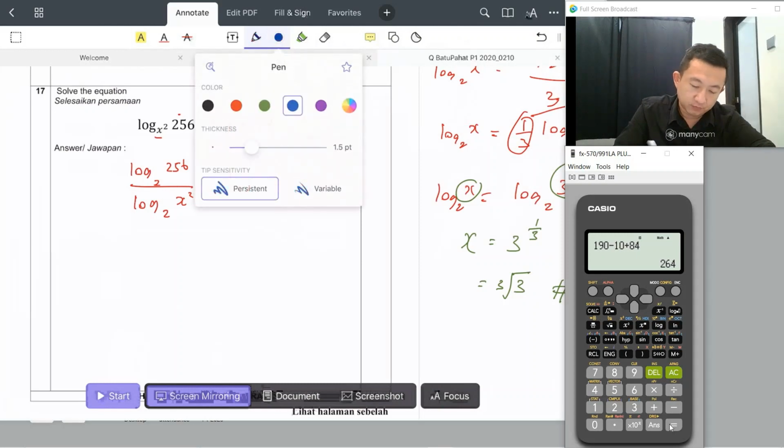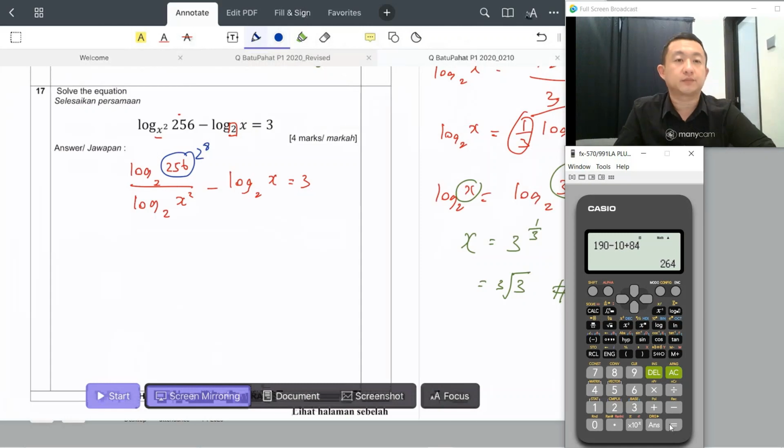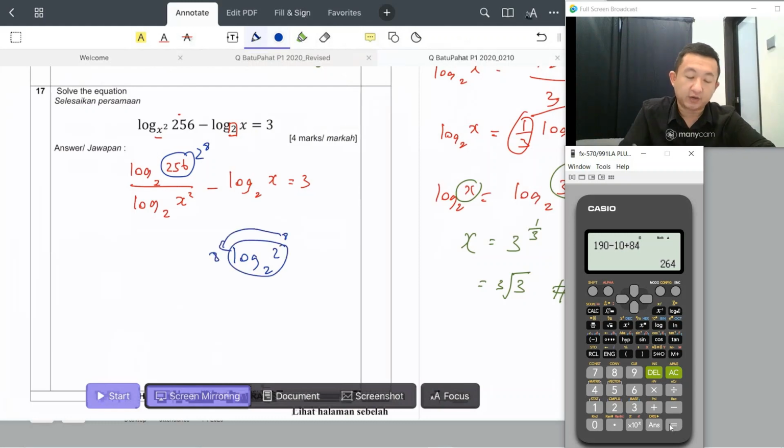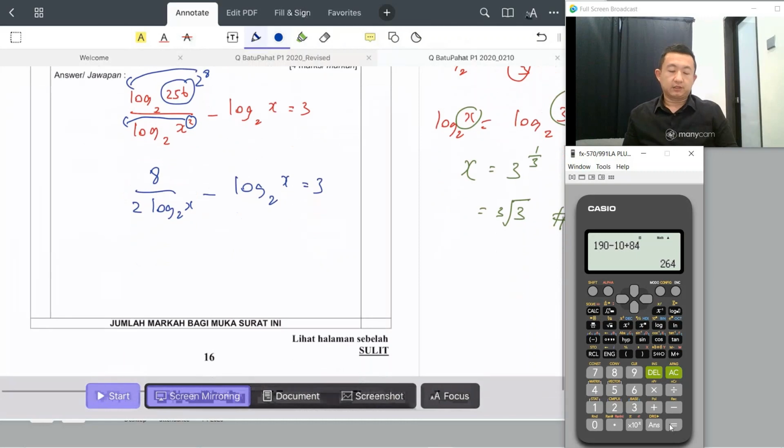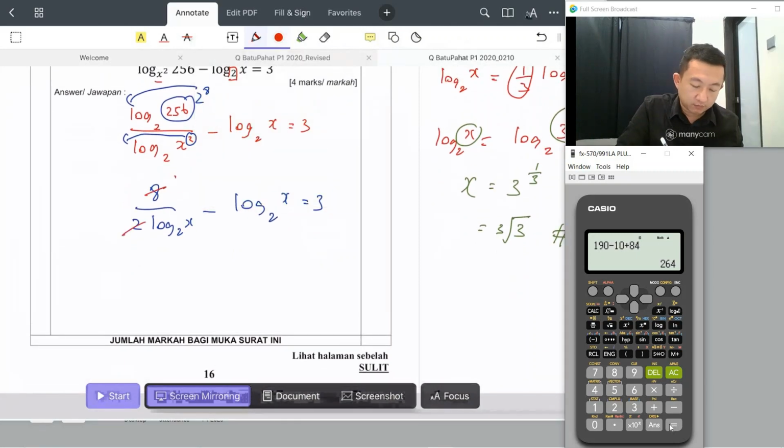So here, 256, 2 power of 8. I don't think I have to show, right? If you have like this, you know that 8 have to go in front, and then here become 1, you have 8 only. So I don't have to say this. So here, you have 8. And then here, these 2, also you can bring it in front, so you have 2 log 2x minus log 2x equals to 3. Simplify it. 4 over log 2x minus log 2x equals to 3.